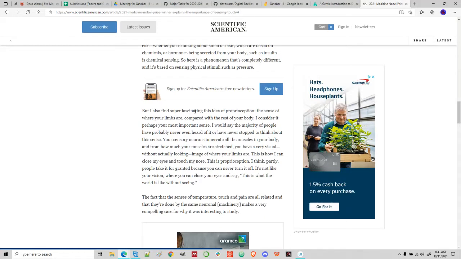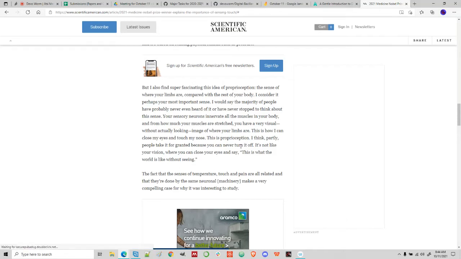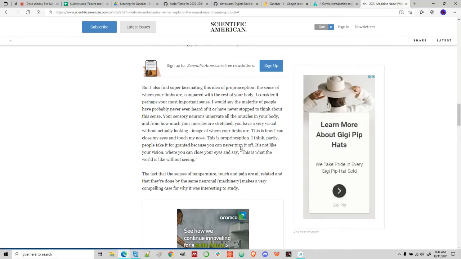But I also find super fascinating this idea of proprioception, the sense of where your limbs are compared to the rest of your body. I consider it perhaps your most important sense. I would say a majority of people have probably never even heard of it or never stopped to think about this sense. Your sensory neurons actually innervate most of your body, your muscles, your skin, everything. And so this is the mode of sensation where your muscles and your skin are all kind of monitored and detects changes in your muscle contraction, changes in your skin.